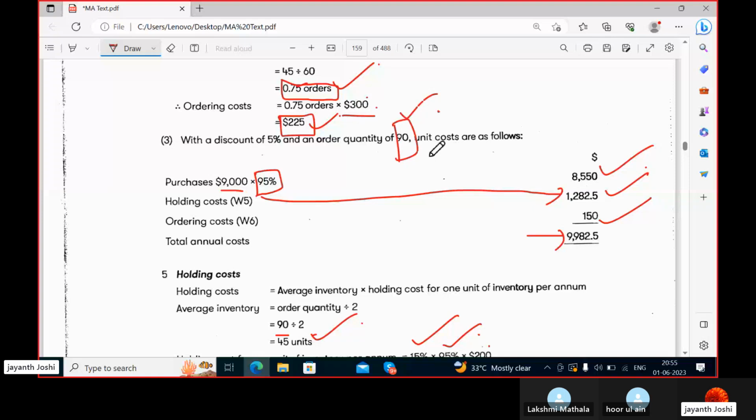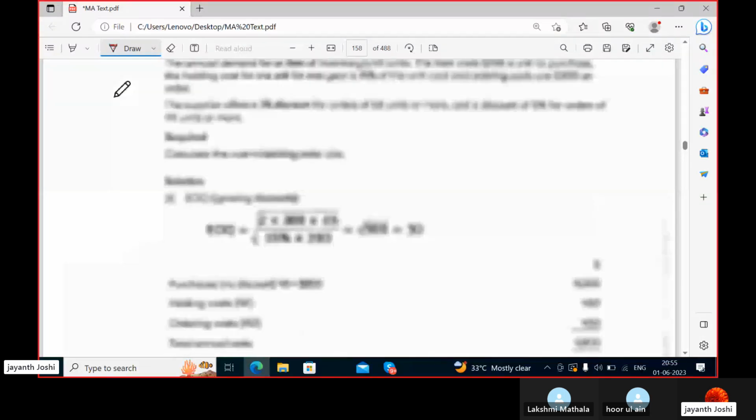So giving you this entire question, and then you can go ahead. If you have got any doubts, you can ask me. I will go for the next topic, economic batch quantity.